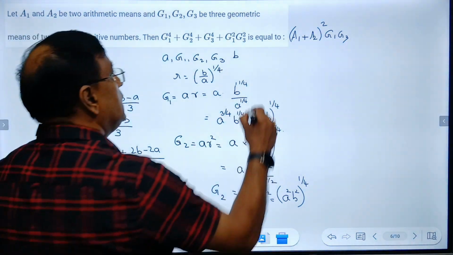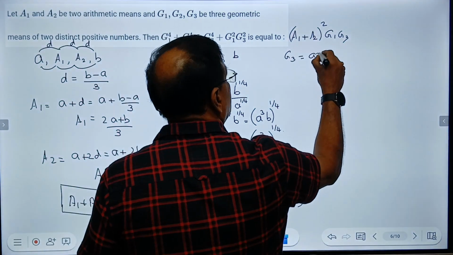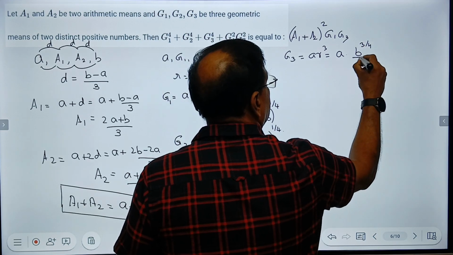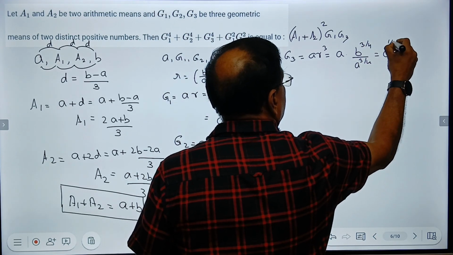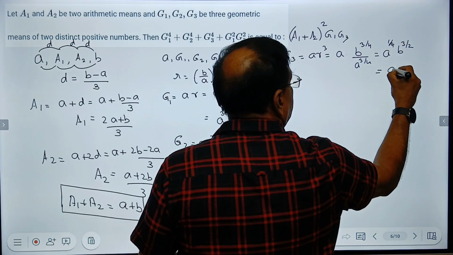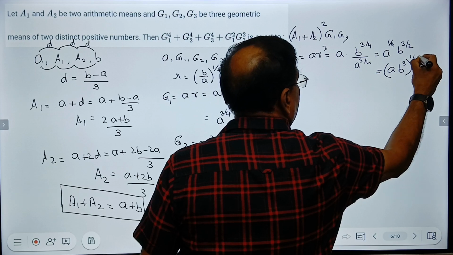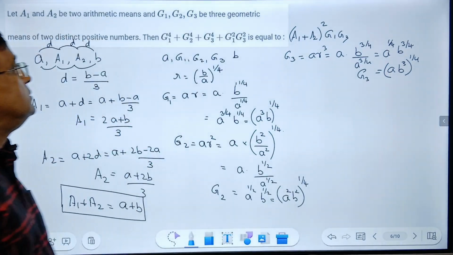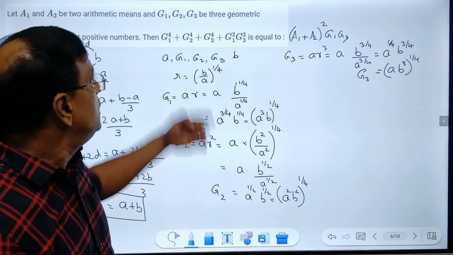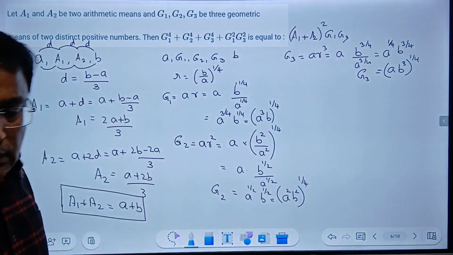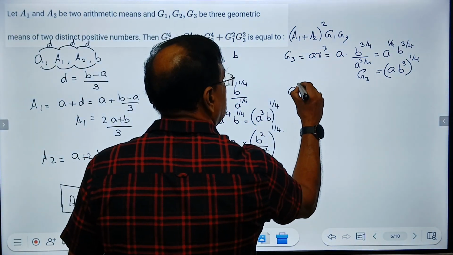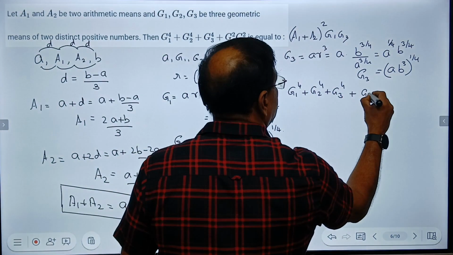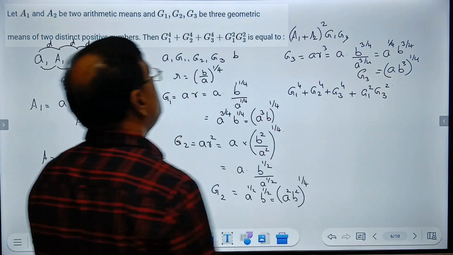Now what is my g3? My g3 will be ar cube, which is nothing but a into b power 3 by 4 by a power 3 by 4, which is a power 1 by 4 b power 3 by 4, which is equal to (a b cube) whole power 1 by 4. Correct? This is my g3. Now what I want to find? I will find g1 power 4 plus g2 power 4 plus g3 power 4 plus g1 square into g3 square. Let us see what this is.